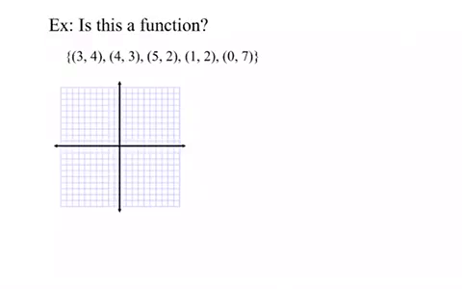Is this a function? First, let's graph the ordered pairs. Actually, before that, let's put a scale in our axis. So 10 and 10. 3, 4, 4, 3, 5, 2, 1, 2, and 0, 7. We've graphed this relation. Now draw as many vertical lines as you want and try to hit the graph twice. As you can see, it's impossible to hit the graph twice. We would say that this passes the vertical line test, and therefore it is a function.